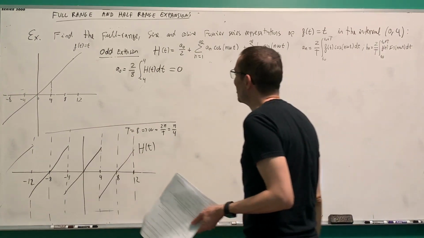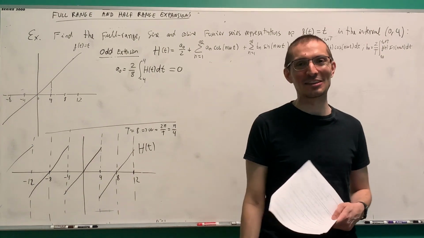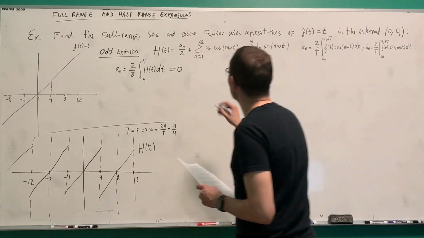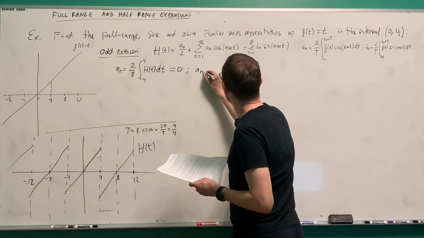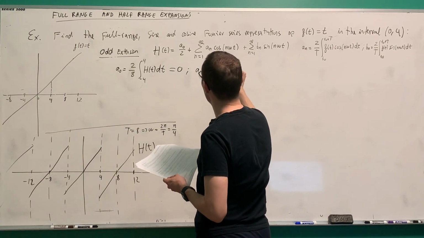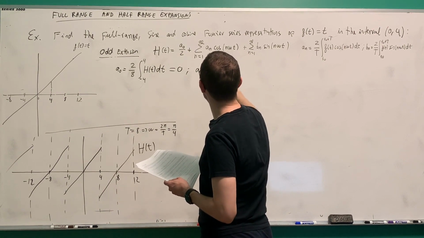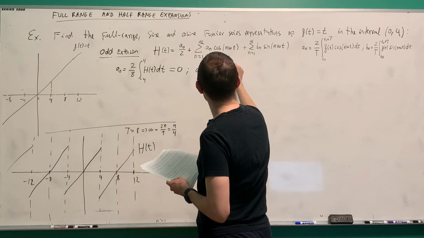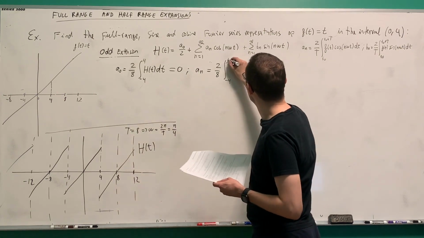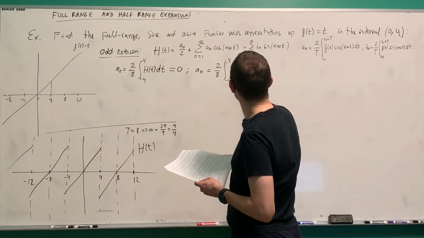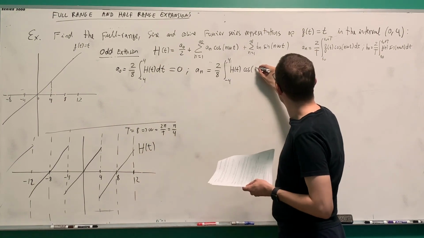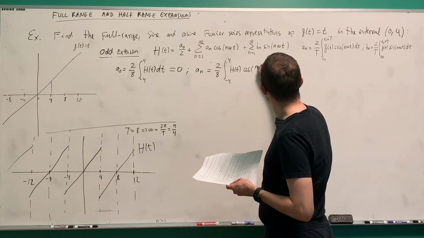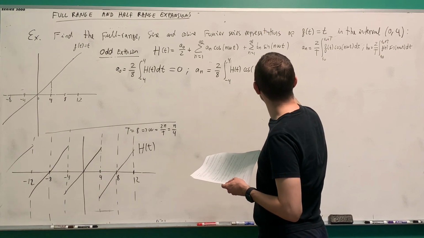We knew already has to be. There's no cosine terms here. All right, let's do an. An, when n is larger than 0, that thing is 2 over, well, that's actually for all of them. Anyway, whatever. An is equal to 2 over 8. And now we have the integral from -4 to 4 of h of t, the cosine of n pi over 4 times t dt.